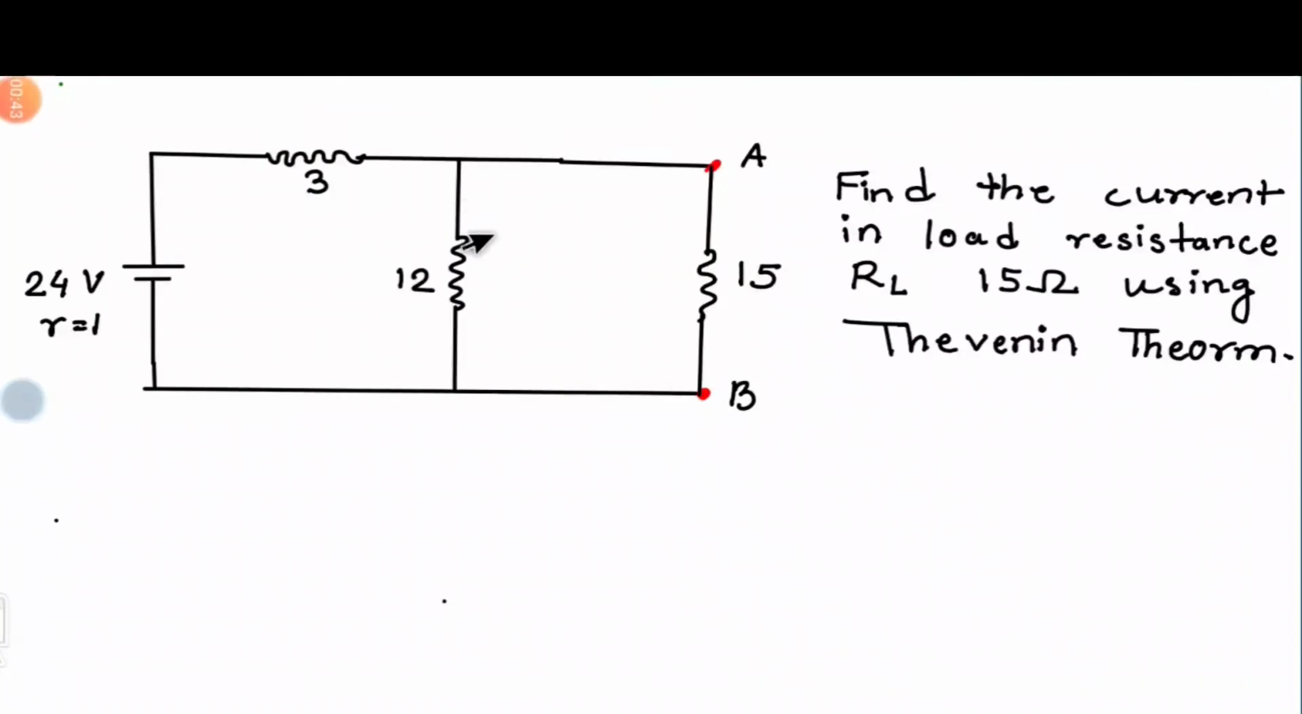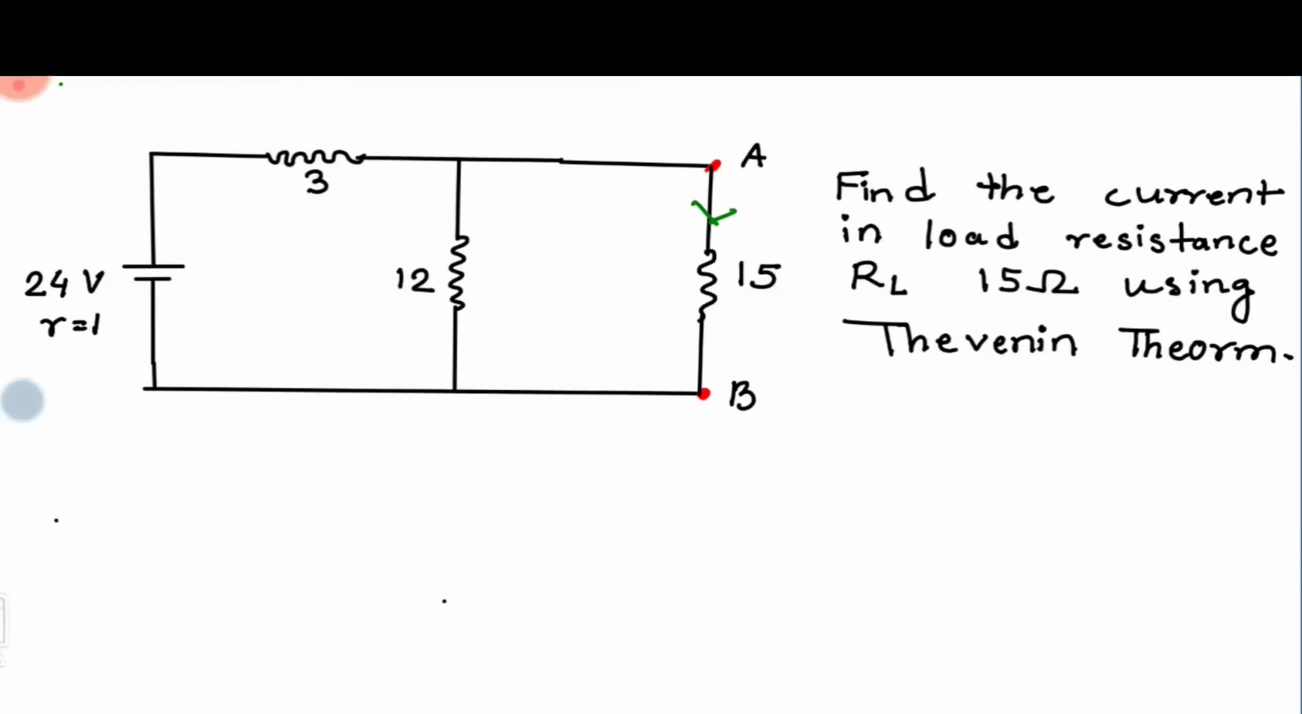Now we will solve this numerical problem to understand this Thevenin theorem much more deeply. So this is the question, and in this question we have to find the current through this 15 ohm resistance. So now this is the load resistance and we have denoted these two terminals A and B, and we have to find current in this branch.